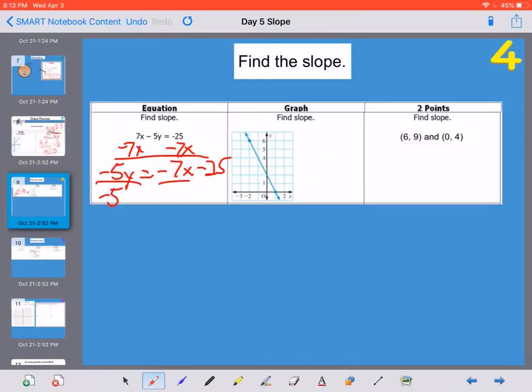Now we divide by 5, or negative 5, I should say, and we get y equals negative divided by a negative, 7 over 5, x plus 5. This time our slope is going to be 7 over 5, because it's in the m spot.